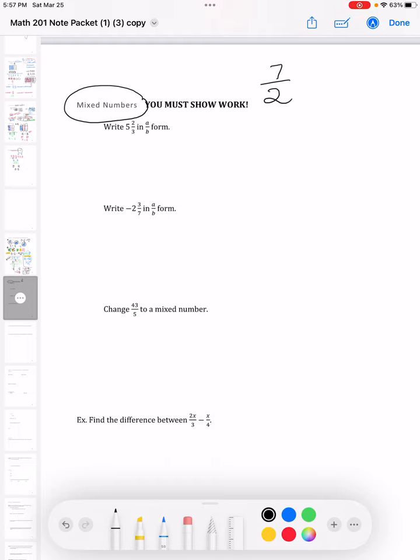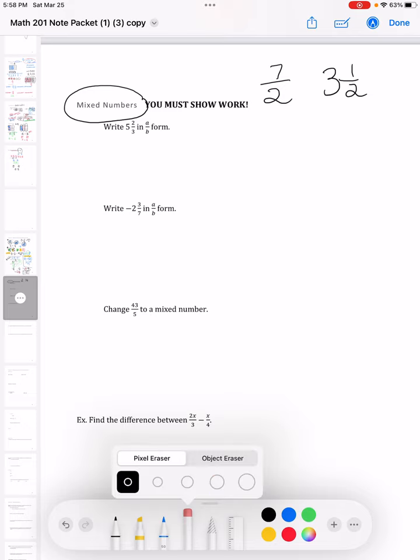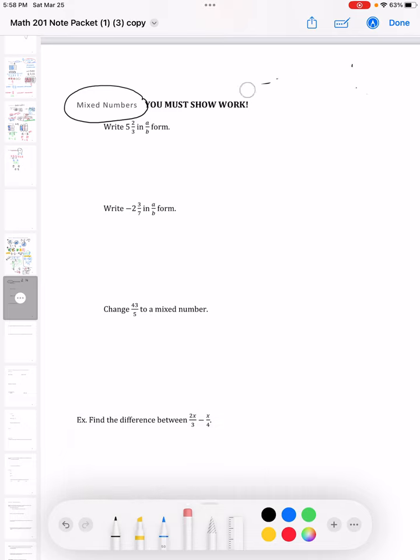But 7/2 I also could write as 3 and a half. So I could write it in its mixed number form. So we want to be able to go back and forth between these. And you can kind of see I'm kind of screaming there with my bold. And I know that's kind of a little nasty, but I did it on purpose.